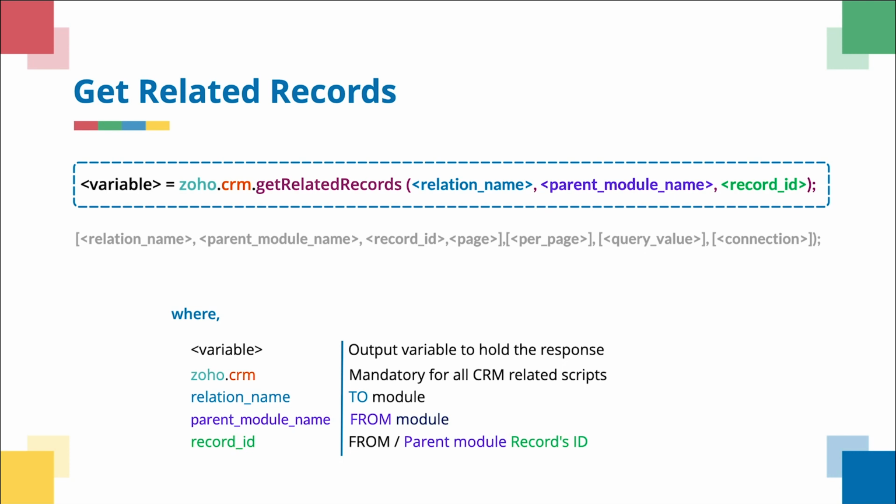When there is a related list in play, we usually move on to the Deluge functions like get related records and update related records. First off, we'll start with get, wherein we give a variable name equals zoho.crm.getRelatedRecords, the relation name. I'll show you where to find that. It's under the API section itself. Then the parent module's name and the record ID.